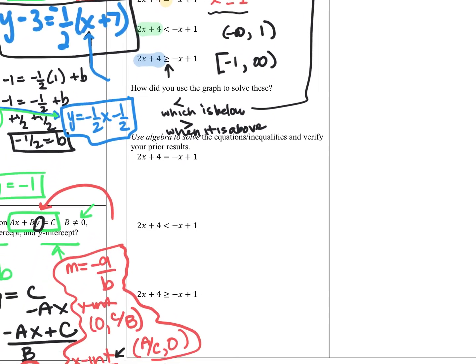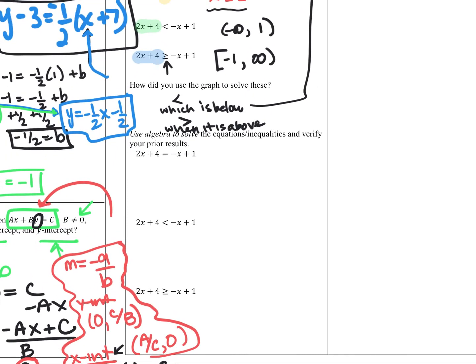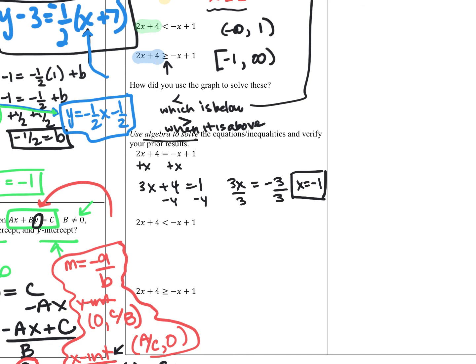All right, to use algebra, well, that's just going to help us kind of double check what we have going on here. And so just solving this equation, I'm going to put my x's on the side over here. We're going to get 3x plus 4 equals 1. Subtract 4, we get 3x equals negative 3. Divide by 3, we get x equals negative 1. So we know this is the point where our graph showed they intersected, and then just solving using algebra, we got that as well. Again, it's just kind of the same steps going on here.